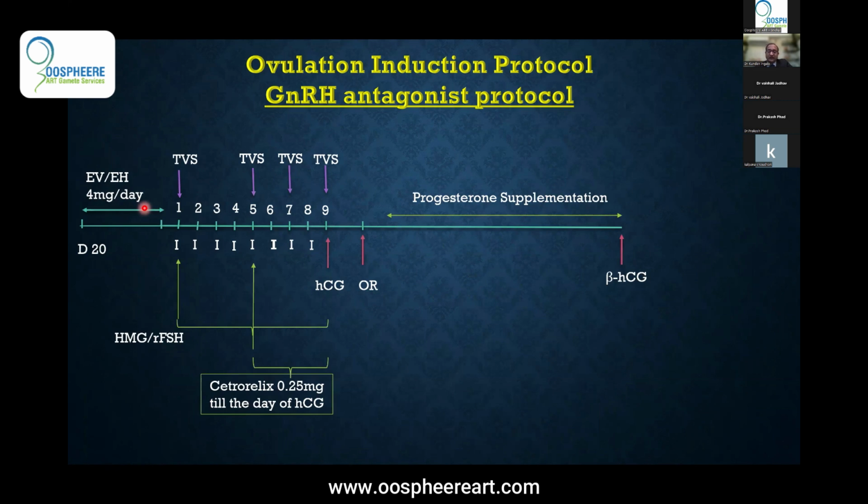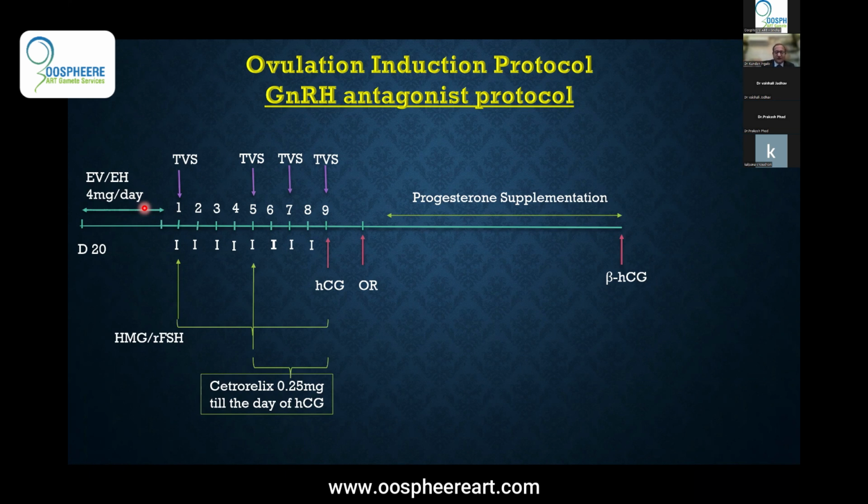You start from day 20 or day 25. Both options you have. I personally feel day 20 is good because it gives you a good pituitary downregulation over the time period. And you continue giving, means ask the patient to even take estradiol on the first day of the next menses. And on the second day, you ask her to stop taking estrogen, and on the second day you start gonadotropins.